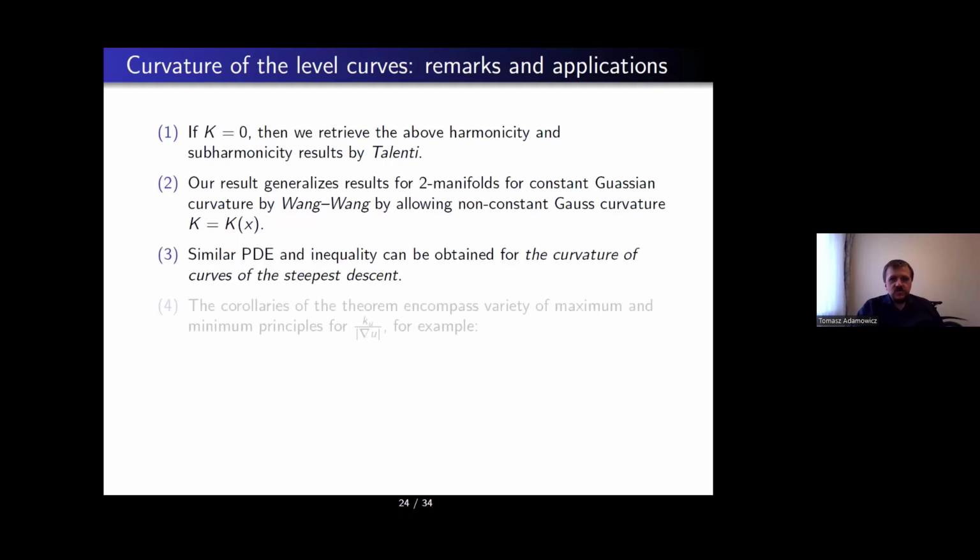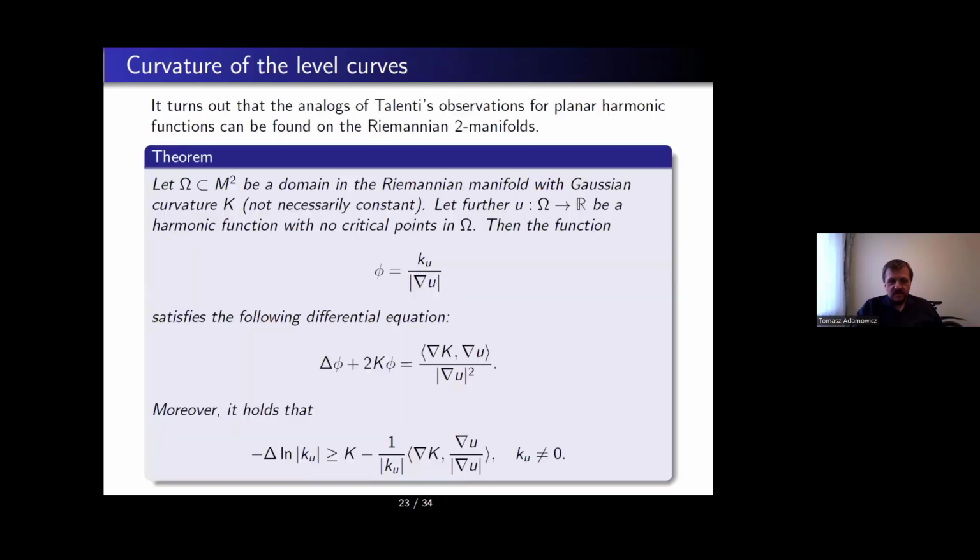And also similar PDE and differential inequality can be obtained for the curvature of curves of steepest descent. I would like not to step into the details of this, but one can consider the lines which are orthogonal to level lines and define the analogous curvature for such lines, and it's called the curvature of the steepest descent. It behaves in many ways in a similar manner as the normalized curvature studied in this theorem.